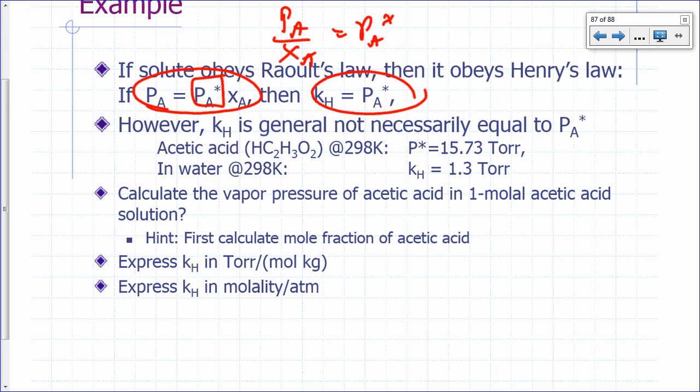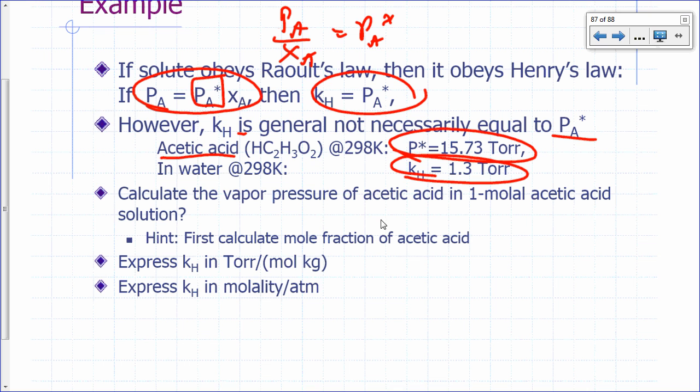Okay? Now, in general, KH, the Henry's law constant, is not necessarily equal to P star A, like I mentioned earlier. For example, acetic acid in water. In water, your Henry's law constant is 1.3 torr, but pure acetic acid liquid by itself would have a vapor pressure of 15.73 torr. Okay? So, like I said, solutes generally don't follow Raoult's law. There are some cases that do, and that's what you would call an ideal situation.